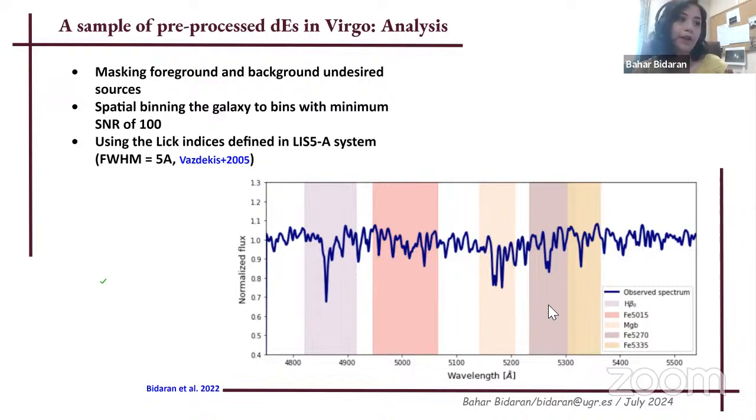Here I'm marking five Lick indices that we used in this study. So we have H beta, which is sensitive to the age. We have Mg b and the composition of 3 different iron bands, which are also sensitive to the metallicity and chemical enrichment in the galaxies.